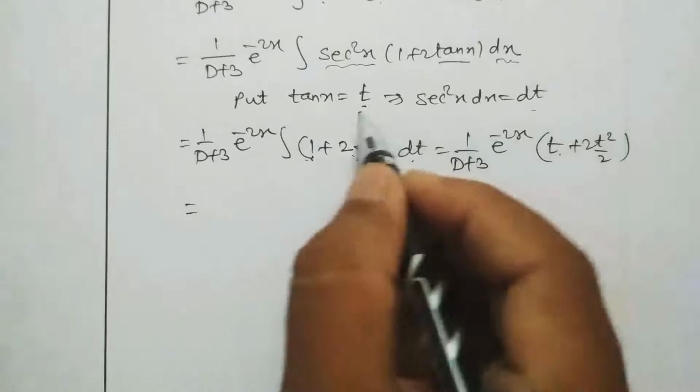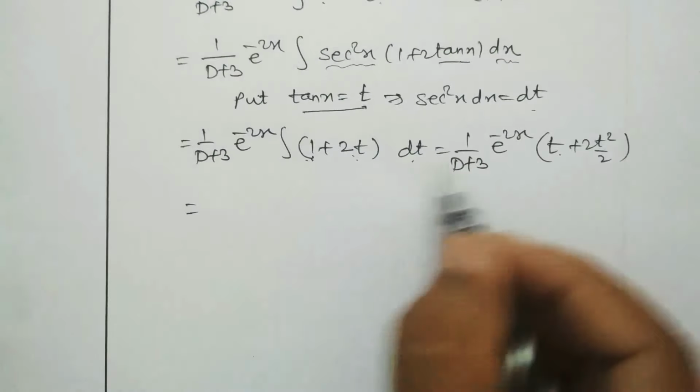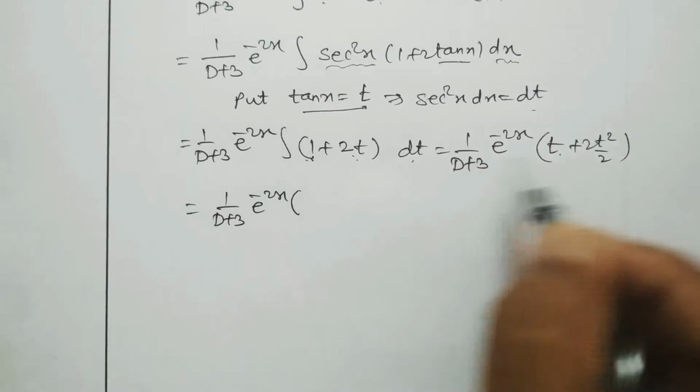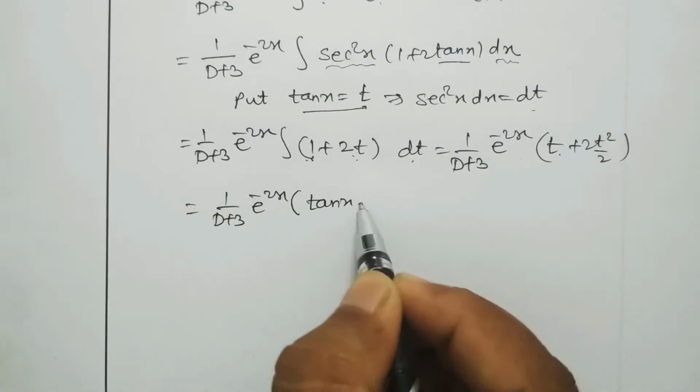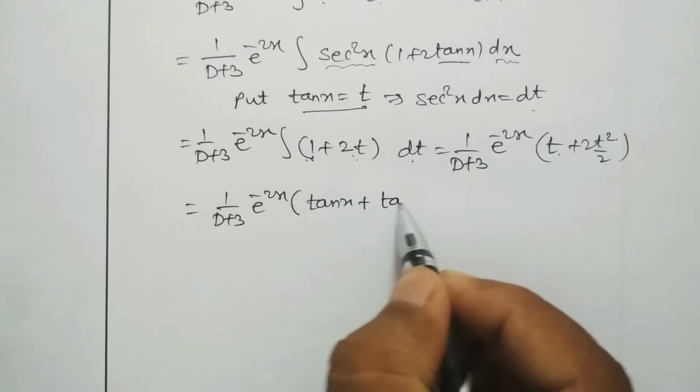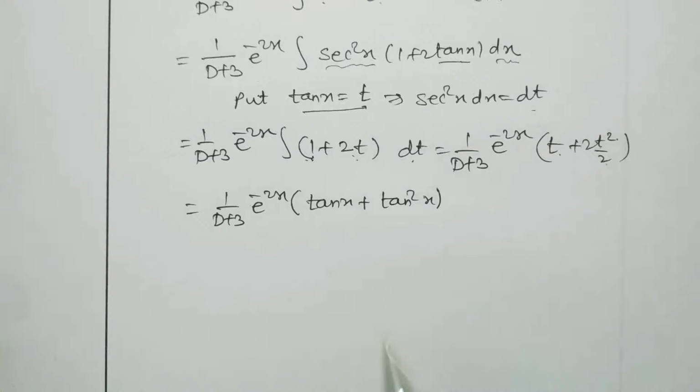Now putting the value of t as tan x. So we will get 1 upon D plus 3 e raised to minus 2x in the bracket, value of t is tan x plus this 2 gets cancelled, we will get t square, value of t square, that means tan square x.